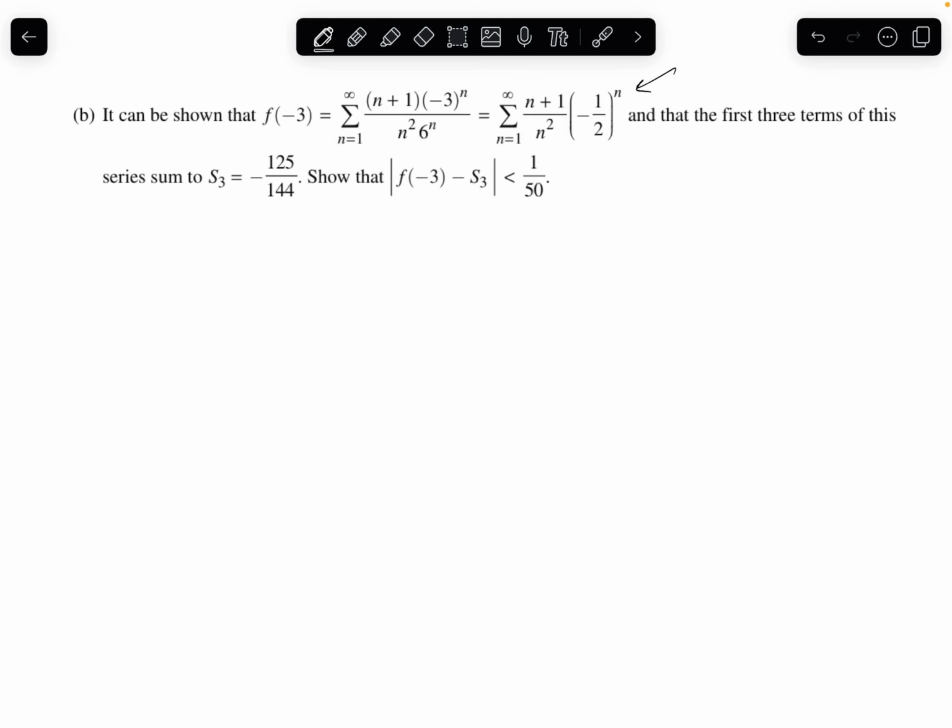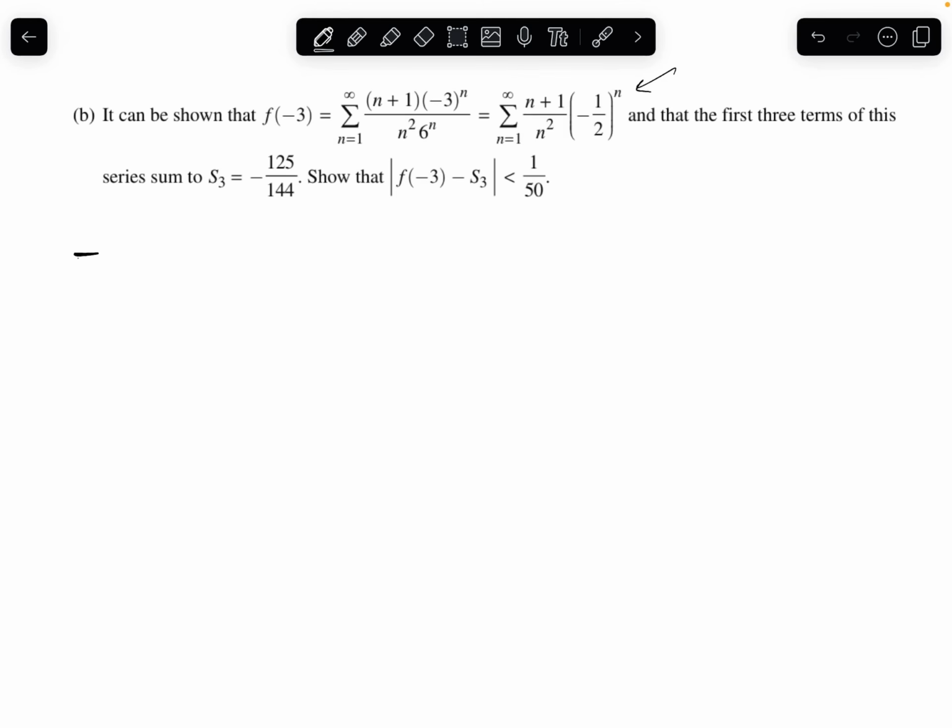So what we're dealing with here is a partial sum. And it's saying, hey, how good of an approximation is this partial sum to the actual sum of this infinite series here, and can we show that how much we are off by, or our error, if you will, is less than 150? All right, so a couple things that we probably should do here.